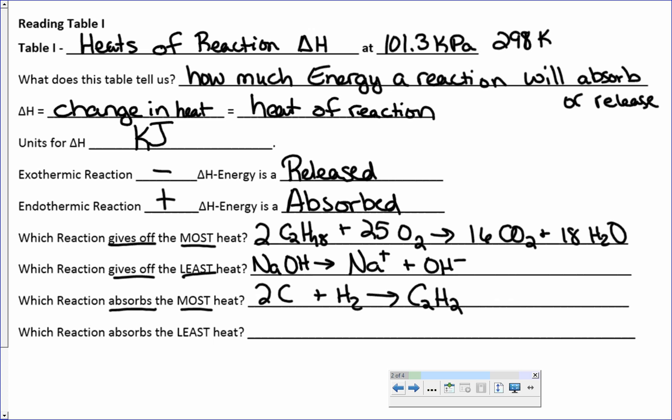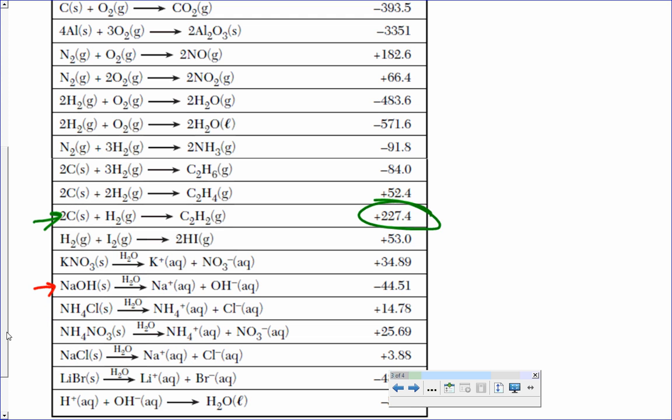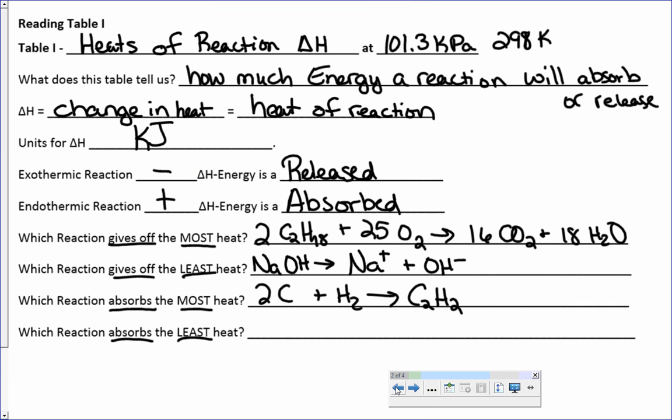And finally, to find out which reaction is going to absorb the least heat, you're going to do the same thing, only you're looking for a very small positive number. And our smallest positive number, right down here, is the dissociation of sodium chloride.